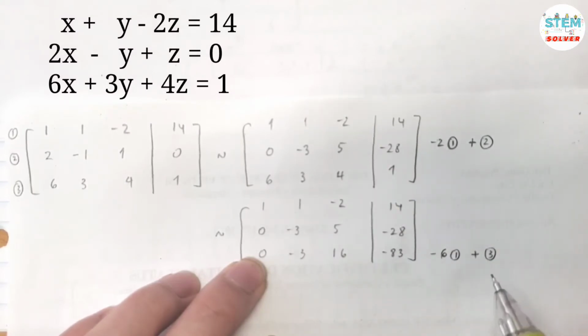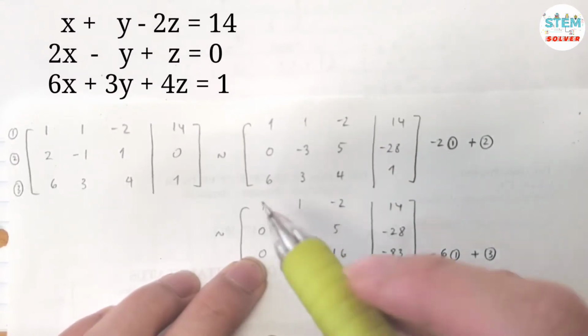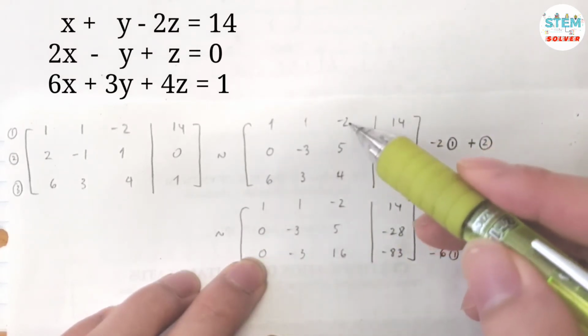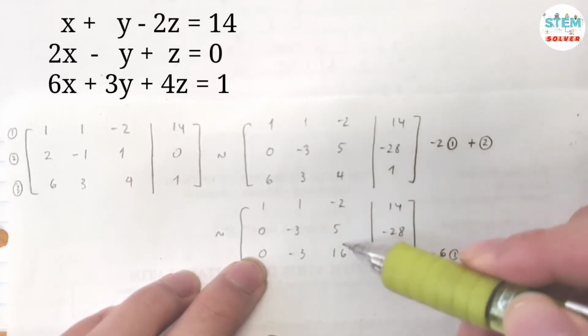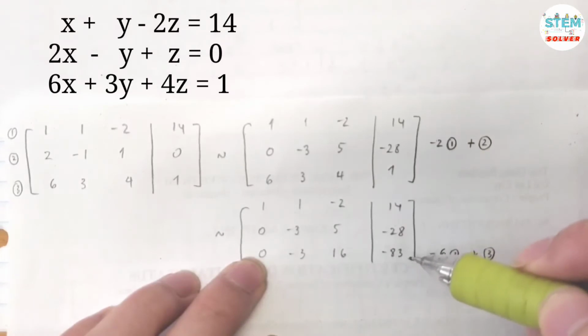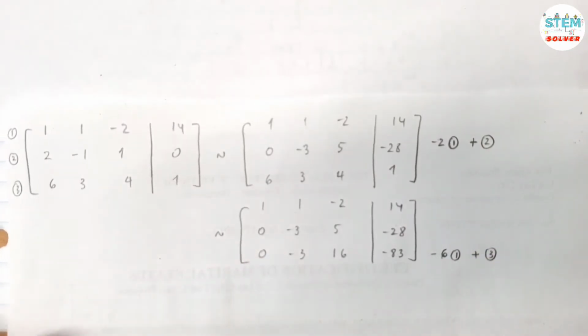That's my note here. I make a note for myself. Negative 6 plus 6, 0. Negative 6 plus 3, negative 3. Negative 6 times negative 2, 12, plus 4, 16. Negative 6 times 14, negative 84, plus 1, negative 83. Okay, now let's compare.